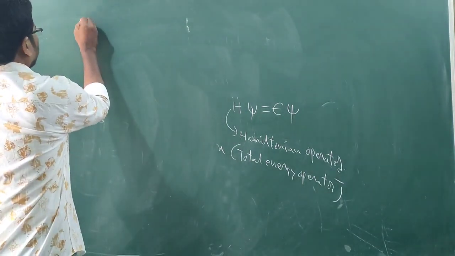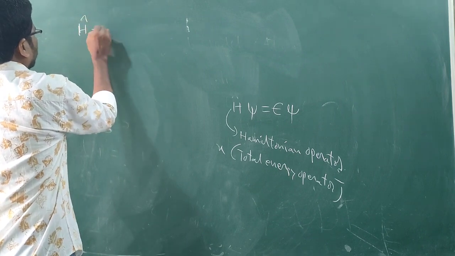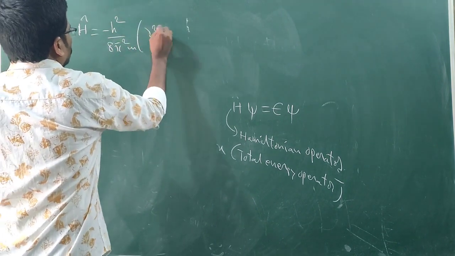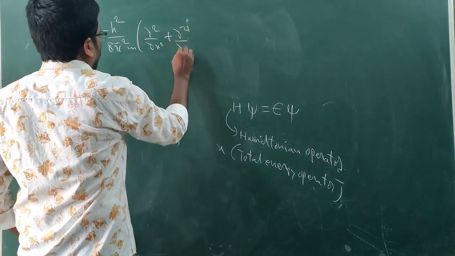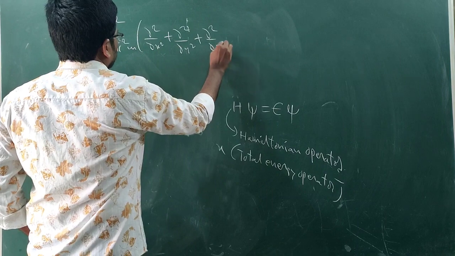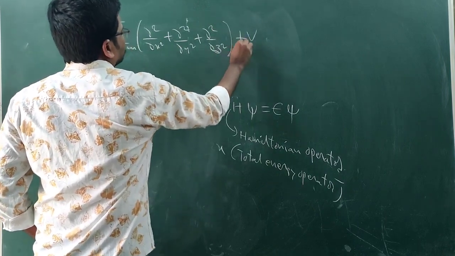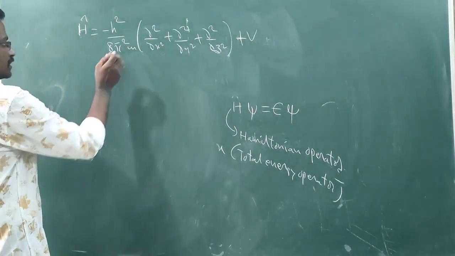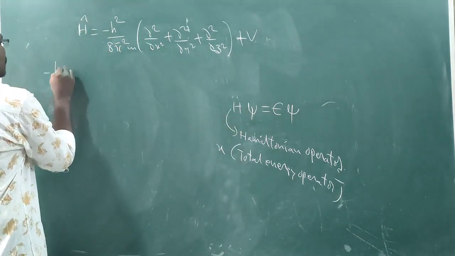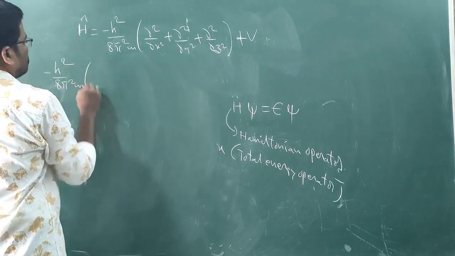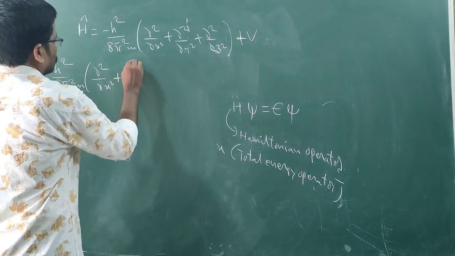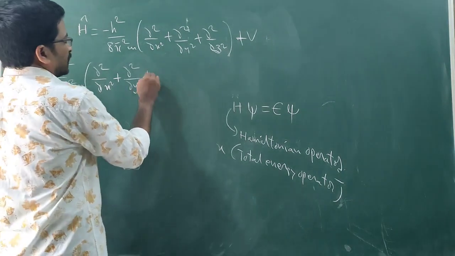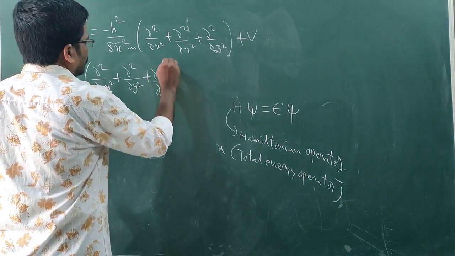The Hamiltonian operator is written like this: minus h square by 8 pi square m times (dou square by dou x square plus dou square by dou y square plus dou square by dou z square) plus V. Let us substitute this here, and you get minus h square by 8 pi square m times (dou square by dou x square plus dou square by dou y square plus dou square by dou z square).